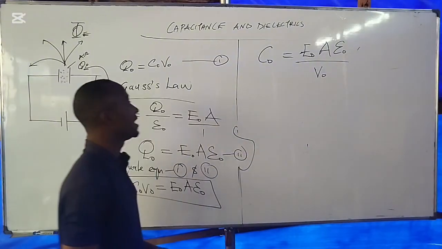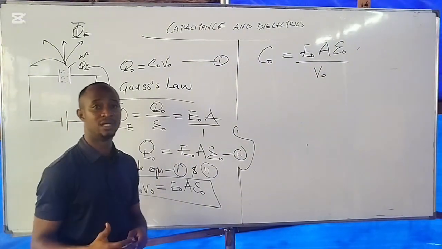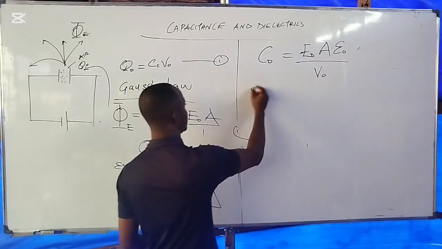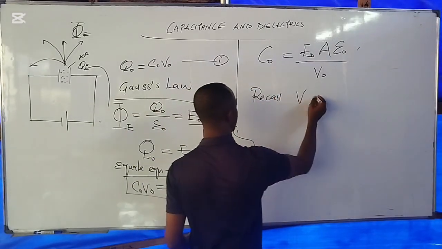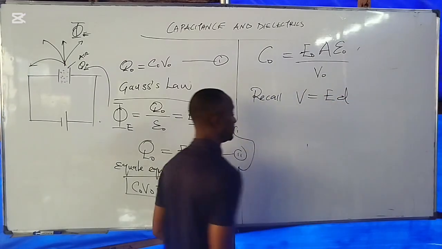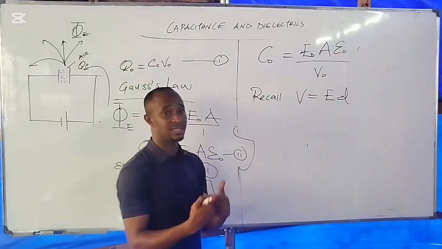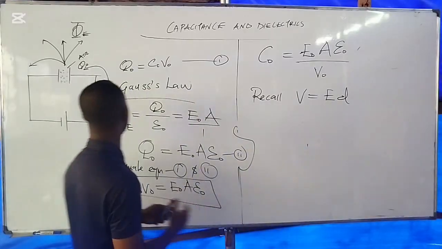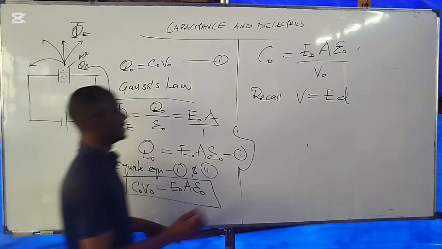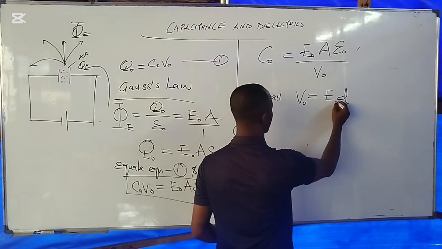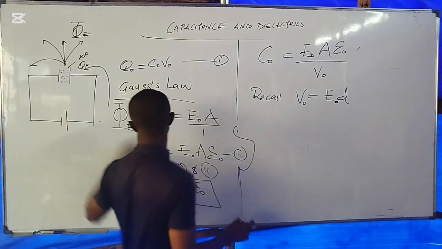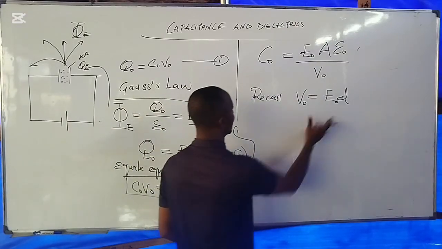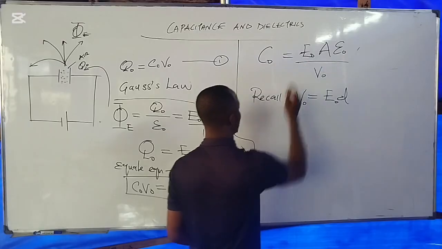Okay. Now there's a relationship between potential difference, or your voltage, and your intensity. Recall that V is equal to what? ED. V equals ED. This is the relationship connecting voltage and what? Intensity. But because we are dealing with air as a dielectric, here it is going to be V naught equals E naught, right? The same distance is being maintained as D. So I can actually substitute the value of this into this expression here.